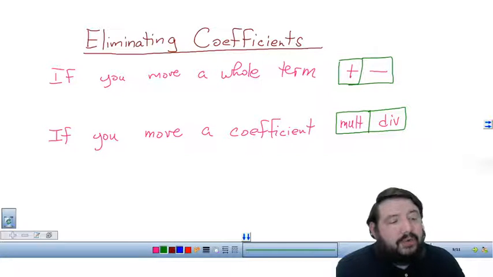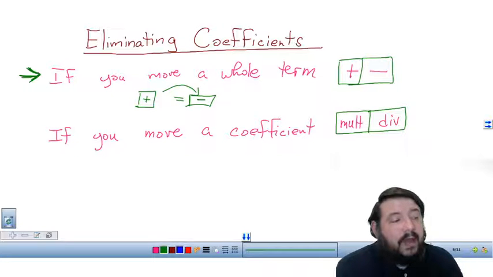There are just two rules that are really important for you to distinguish and understand right now. Rule number one: if you move a whole term across the equal sign, so we've done that before, if it was a positive term, what do we do with it? We make it a negative term. If we move a negative term across the equal sign, what do we do with it? We make it a positive term.